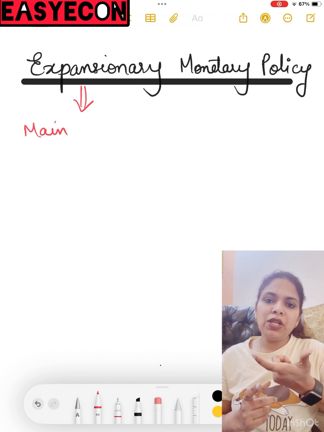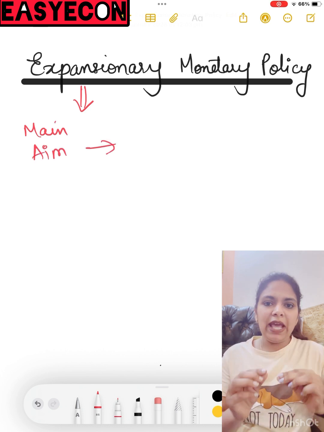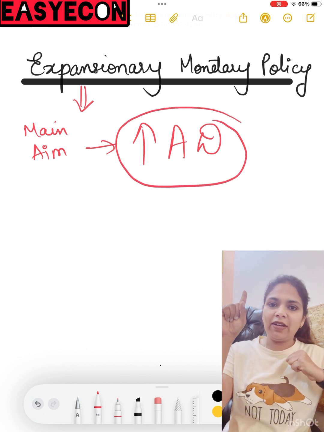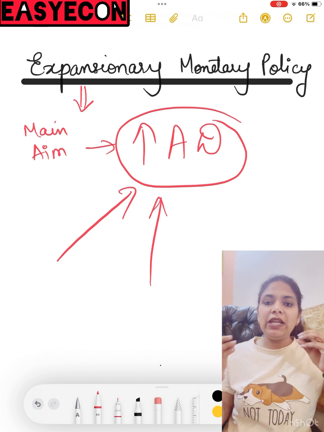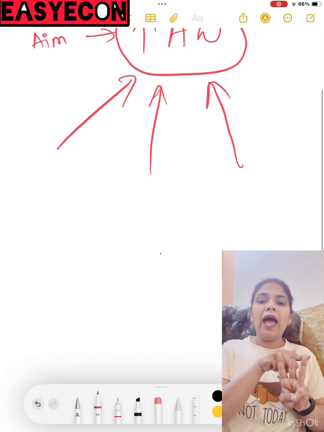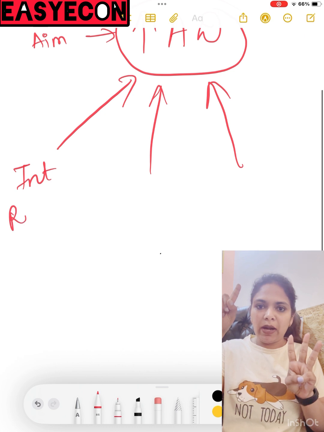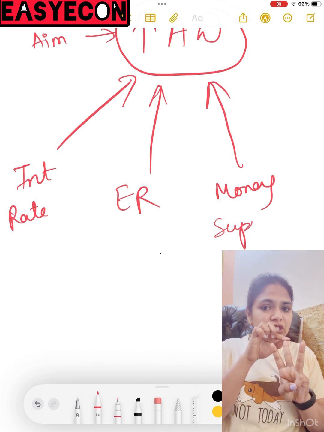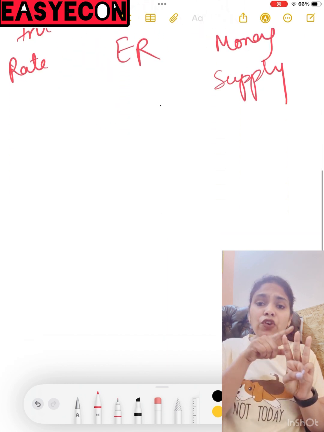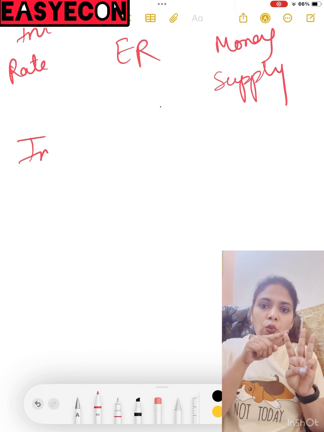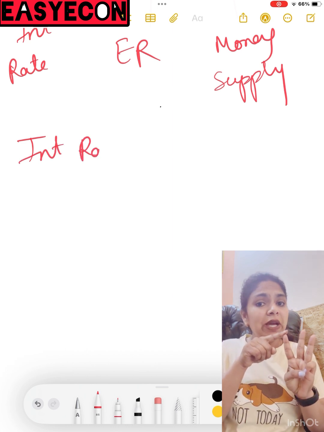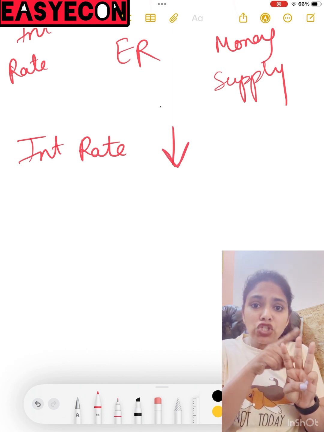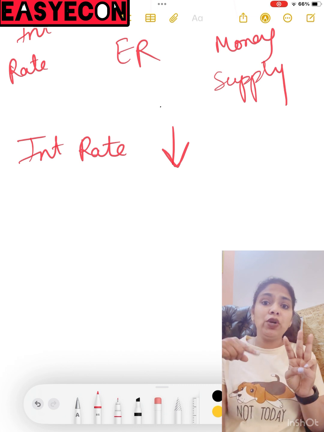The word expansionary here itself says that the main aim of expansionary monetary policy is to increase aggregate demand. Okay, so all the three tools will work in order to achieve an increased aggregate demand. What are the three tools of monetary policy? First tool is interest rate, then exchange rate and money supply. Now, if your aim is to increase aggregate demand, what should be the change in the interest rate? The interest rate should decrease. Exchange rate should fall and your money supply should increase.